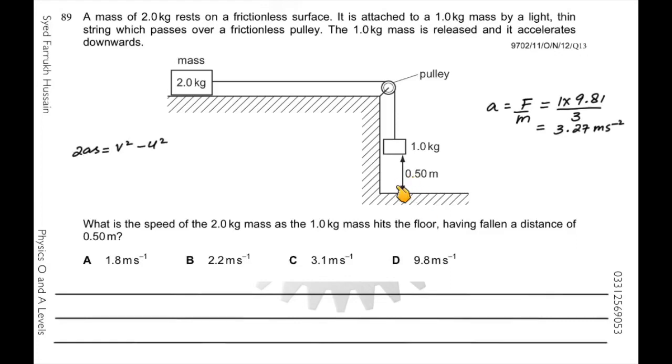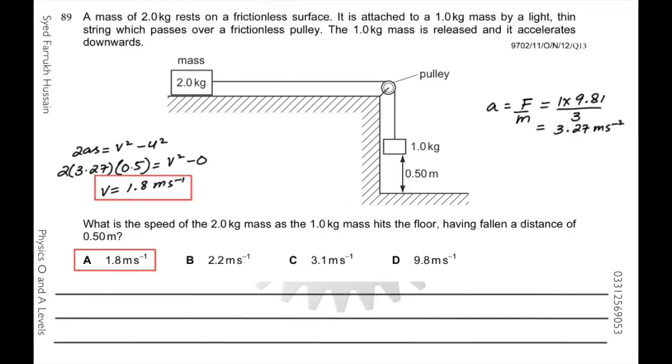To find out the final velocity with which the system will hit the floor if the distance is 0.5, according to the equation of motion, 2as is equal to v square minus u square. v is unknown, u is 0, a is 3.27 and s is 0.5. You will find v as 1.8 meters per second.